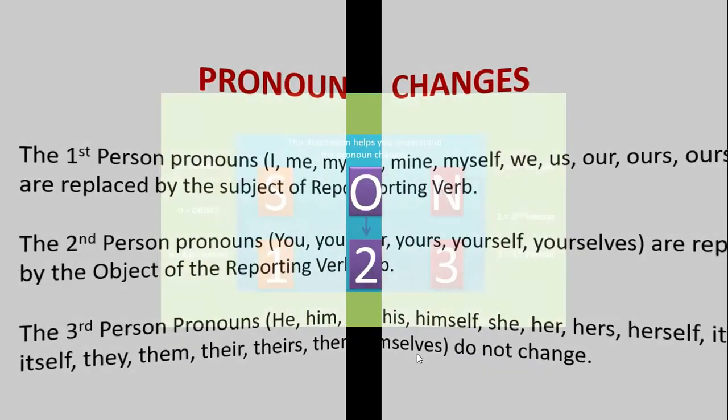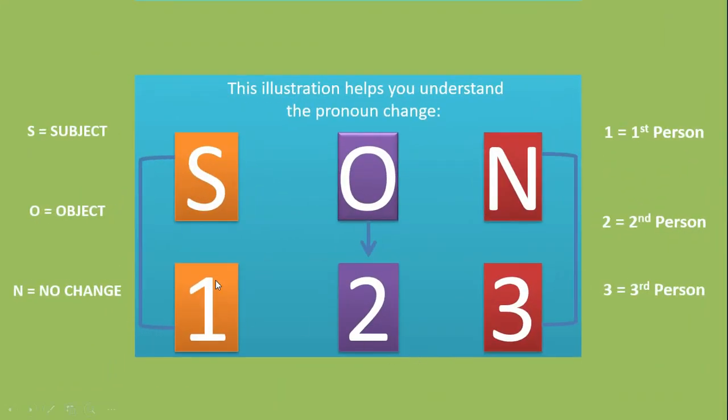To understand the pronoun change better, we have some illustration here. S, O, N, 1, 2, 3. S refers to subject, O object, N no change. Here 1 stands for first person pronouns, 2 second person, 3 third person.